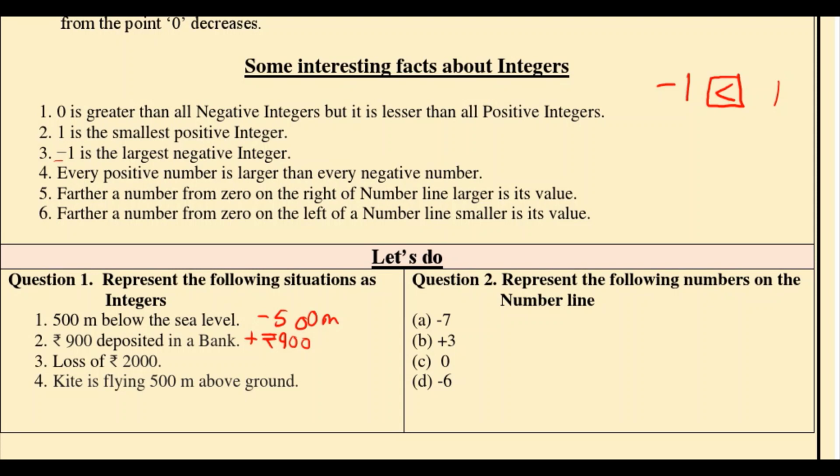You are losing something, so what will you write? Minus rupees 2000. Now the next one is a kite flying 500 meters above ground. Very simple, we will write plus 500 meters. Question 2. Represent the following integers on the number line: -7, +3, 0, -6.